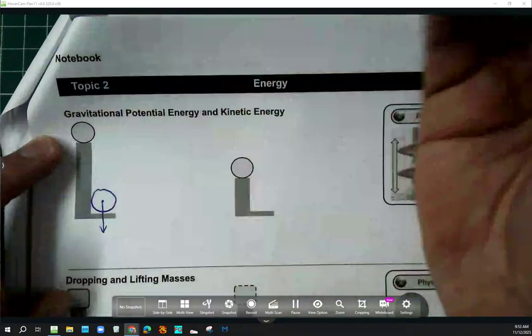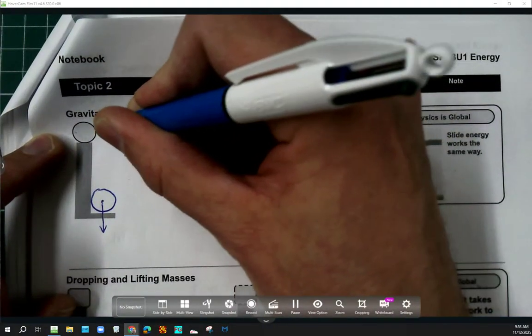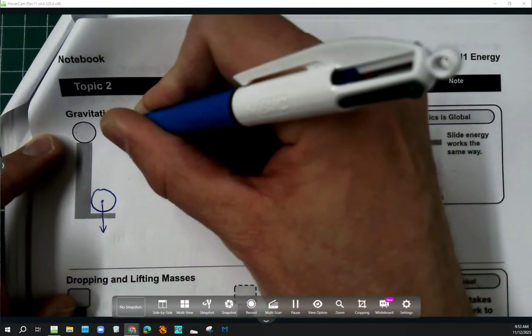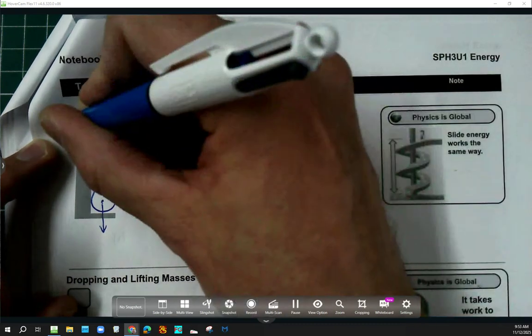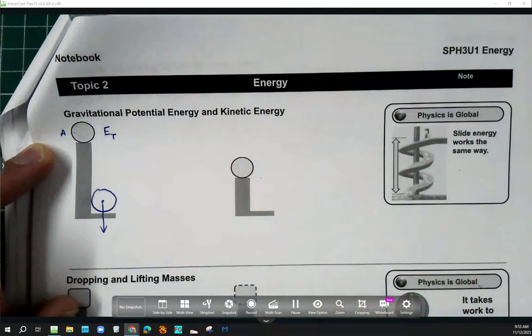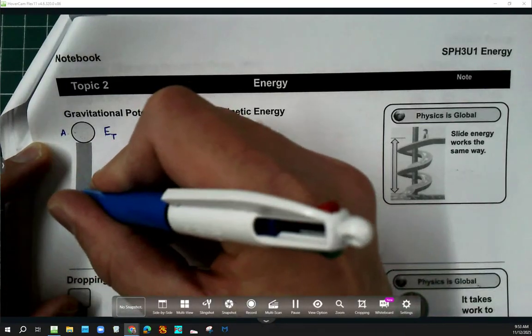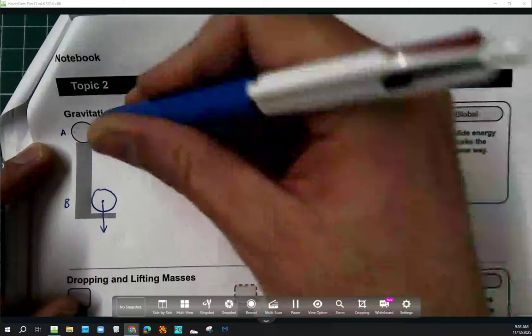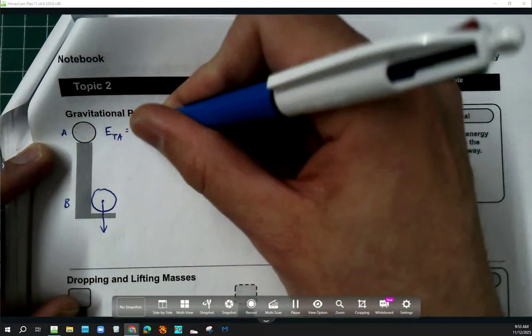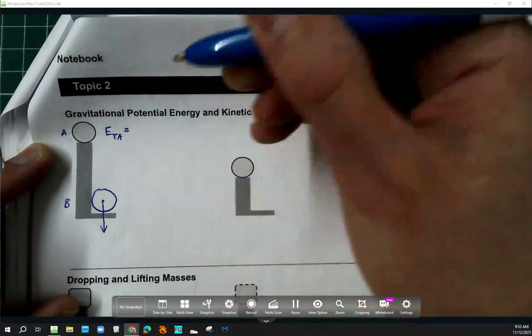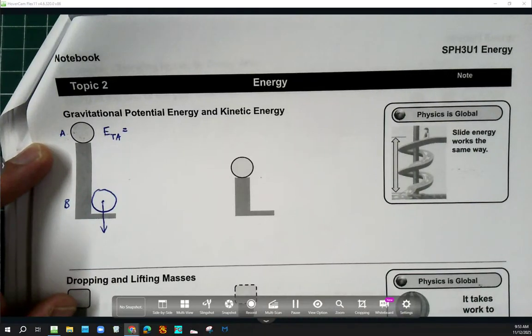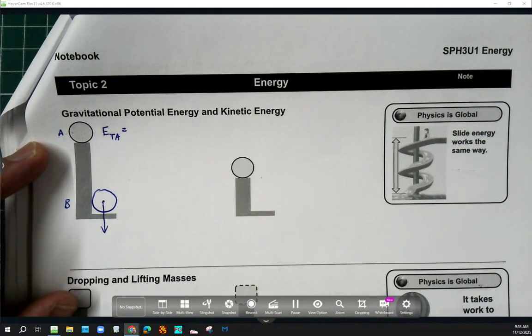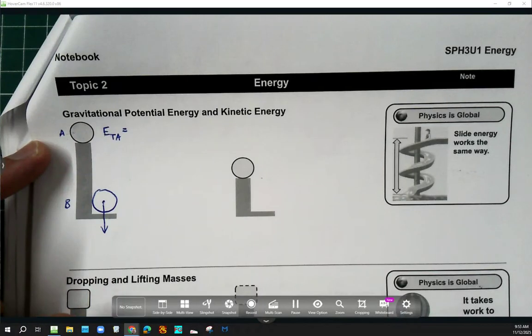The way that we talk about total mechanical energy, though, we talked about the total energy at the top. Maybe I'll call the position at the top position A. Maybe I'll call the position at the bottom position B. I would talk about the total energy at the top as being a sum of all the energies that that object has. Now, for us, we're only going to talk about gravitational potential energy and kinetic energy.